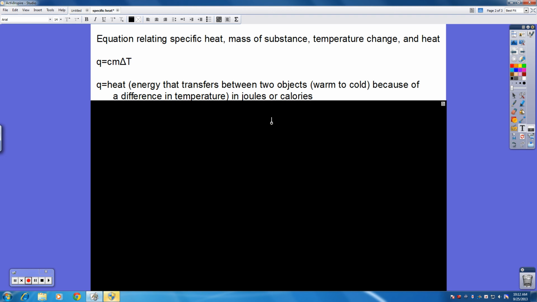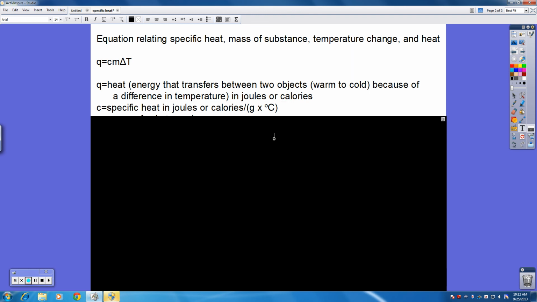In the equation, Q equals heat. It's energy that transfers between two objects, heat always transferring from warm objects to cold objects because of a difference in temperature, and that's either going to be measured in joules or calories. The C is the specific heat, which is measured in joules or calories over gram degrees Celsius. The important thing to note is if you're using the specific heat with the calories, then the Q you end up with will be in calories. If you're using the specific heat for joules, then the Q needs to be in joules. So you need to make sure that your units are corresponding.